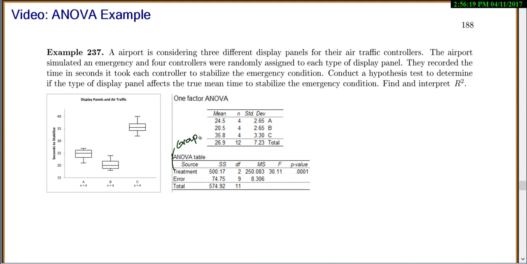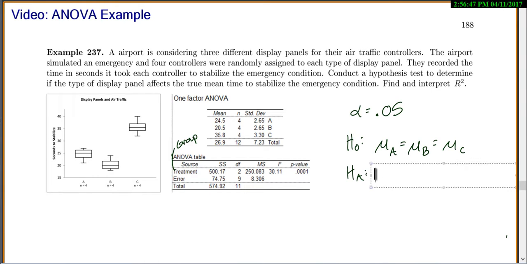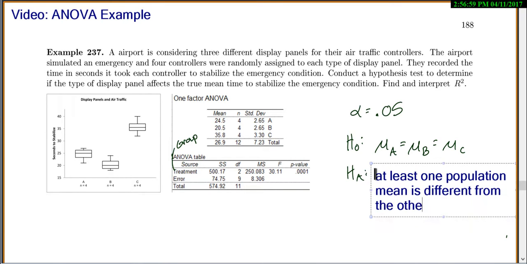And from here, we can do all of our hypothesis tests, and all the numerical work has been done for us. You just have to know all of the statistical things. Like, one of the first things we have to do when we do a test is choose alpha. You have to be able to write the null and alternative hypotheses. The null hypothesis is always that the means are equal. So like the mean of A is equal to the mean of B is equal to the mean of C. And the alternative for ANOVA is always going to be something like at least one population mean is different from the others.